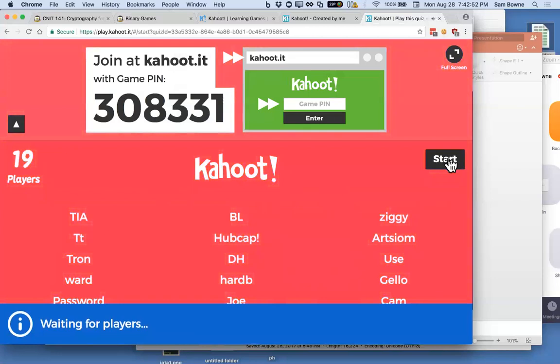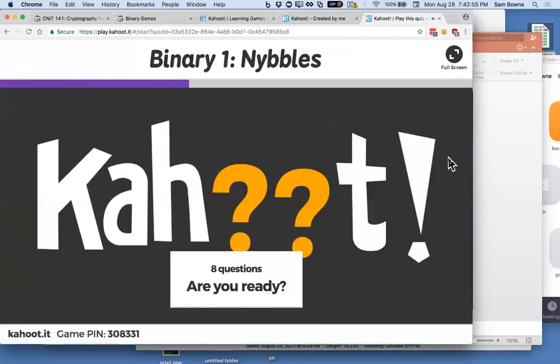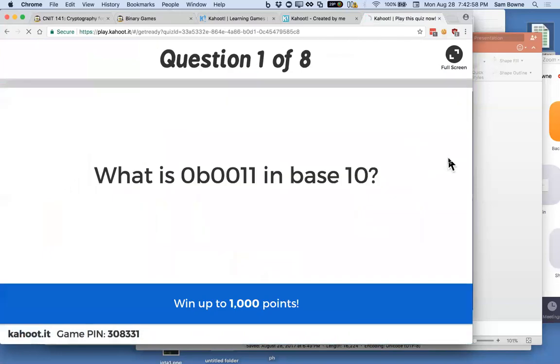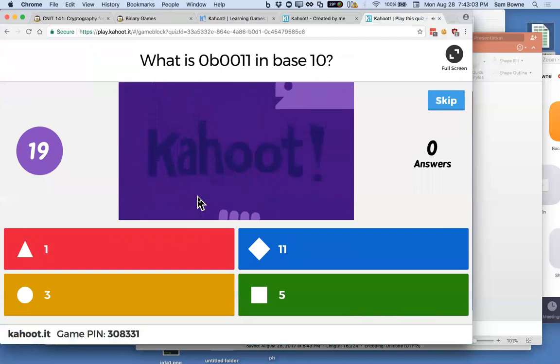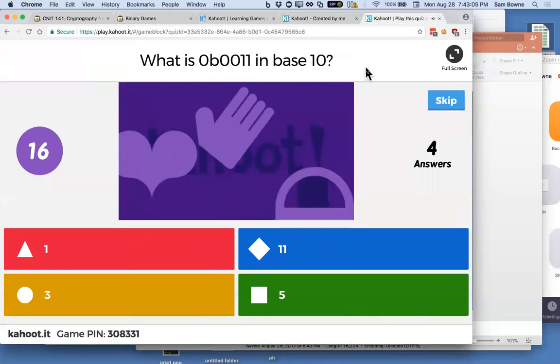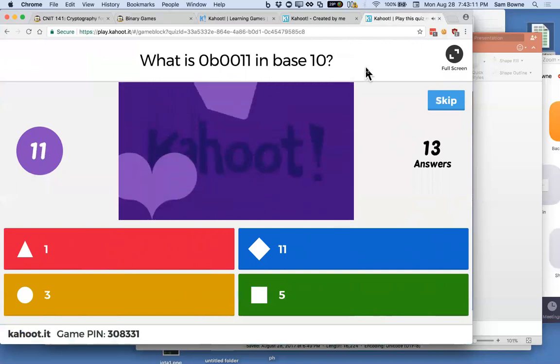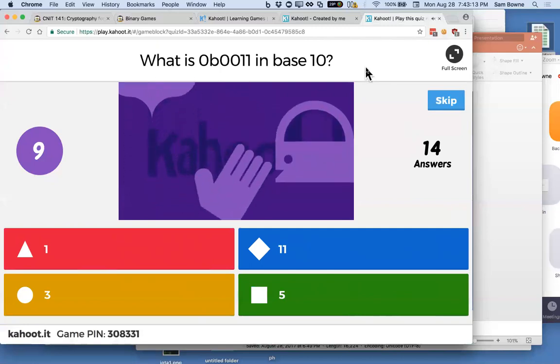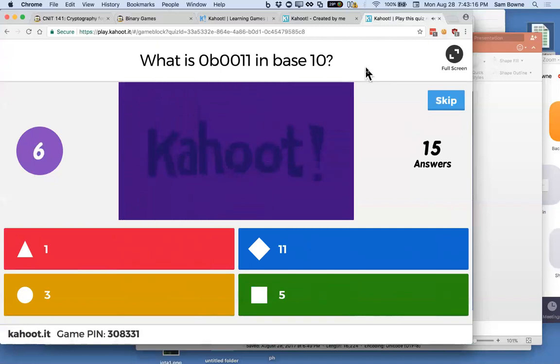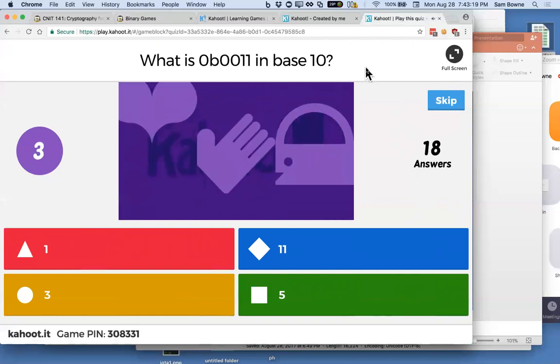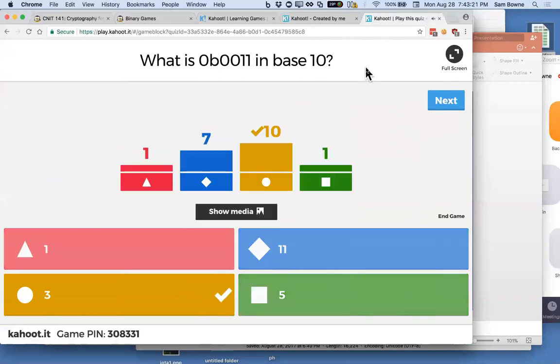All right. So, 8 questions. Okay, 0B is how you indicate binary in Python. I decided to stick to that. So what is that number in base 10? 0011. Okay, it's 3. 3 is the most popular answer. It's not 11. This is 11 in base 10, 10 plus 1. This is 2 plus 1.